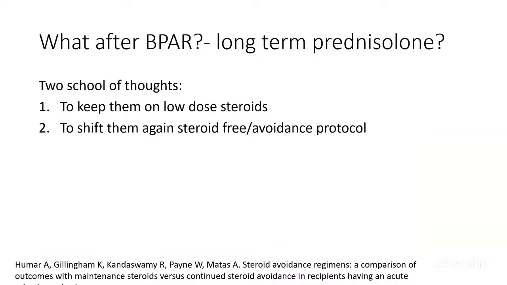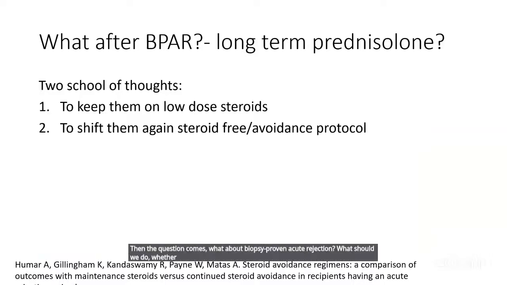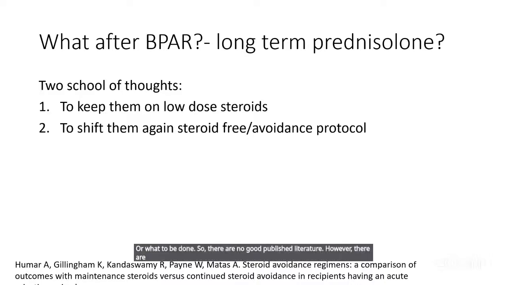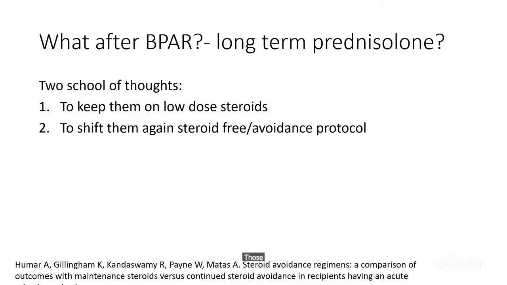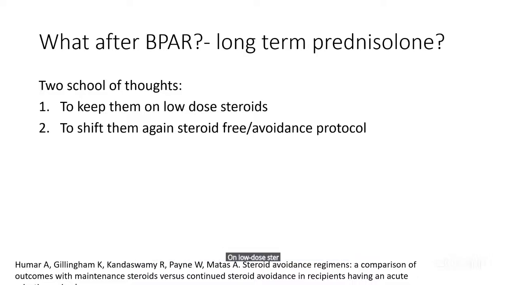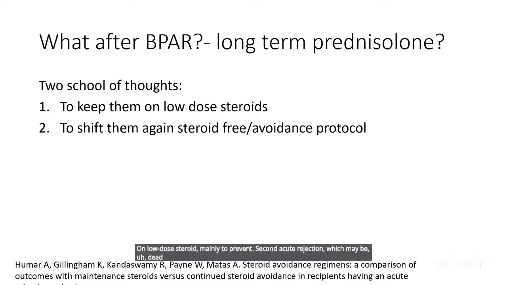Then the question comes, what about biopsy proven acute rejection? What should we do? Should we put them on long-term prednisolone, or what is to be done? There is no good published literature. However, there are two schools of thought. European countries have followed that if there is biopsy proven acute rejection, they start them on low dose steroid, mainly to prevent a second acute rejection, which may be deadly, or the person can lose the graft also.